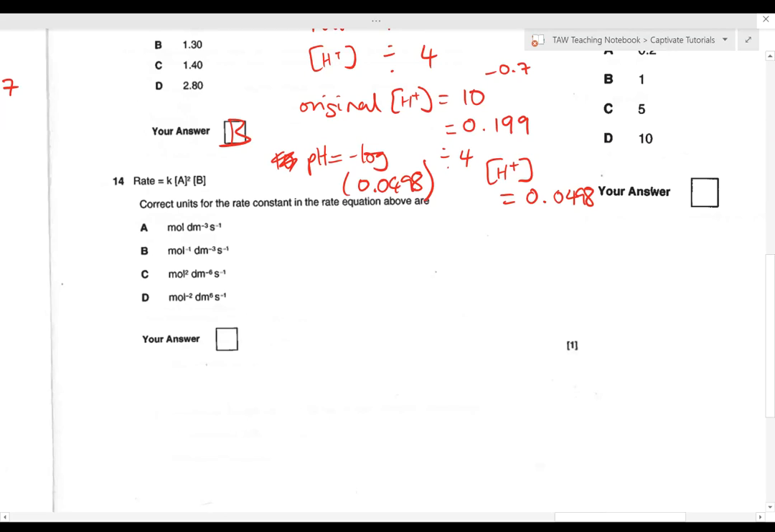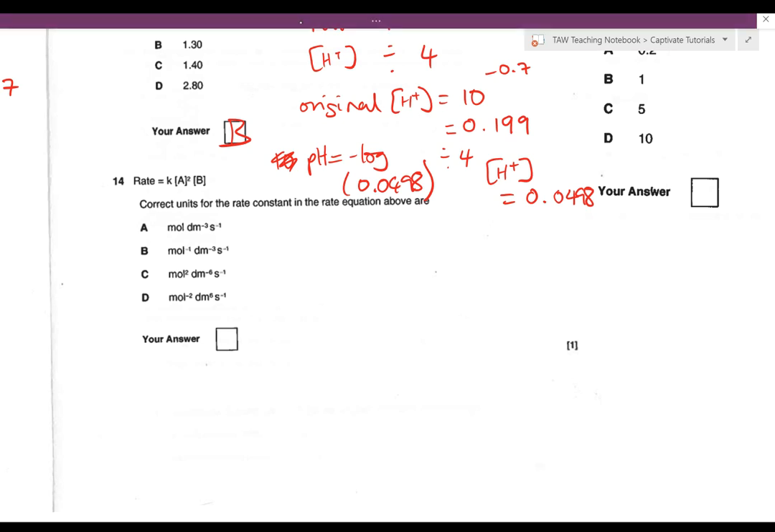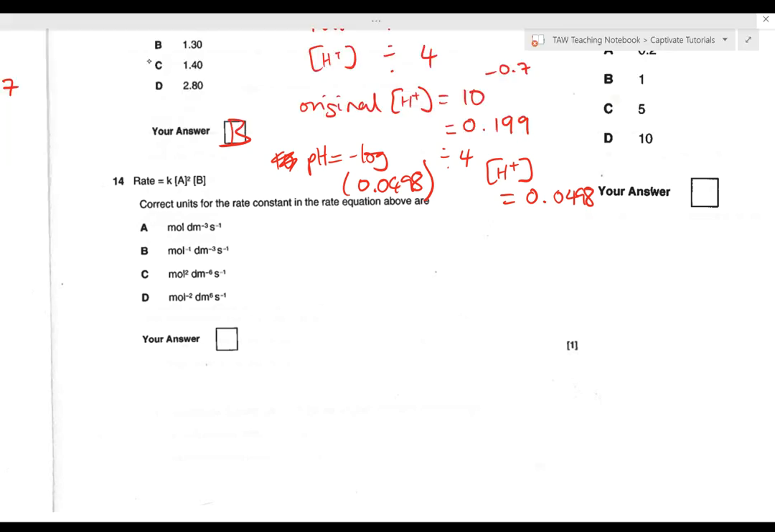So question 14, we're looking for the correct units for the rate constant. So a reminder, the rate constant is K. The first thing we need to do is rearrange the equation to make K the subject. So K is equal to rate over the concentration of A squared times the concentration of B. So now we think about what units we would have for K.